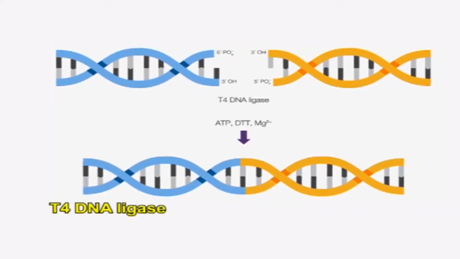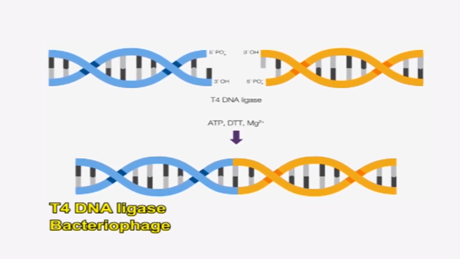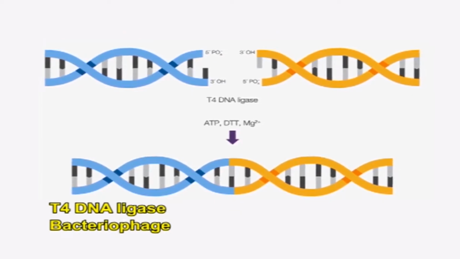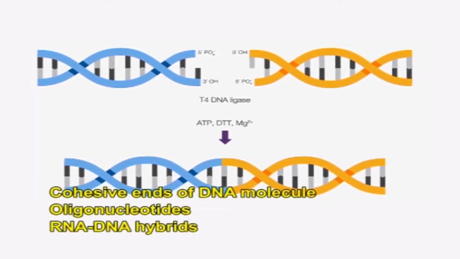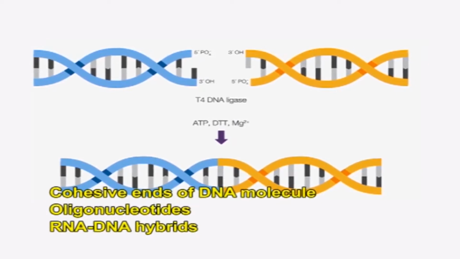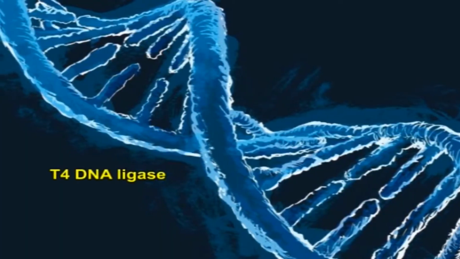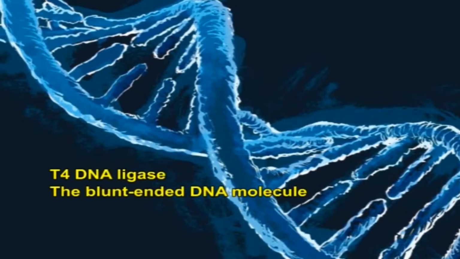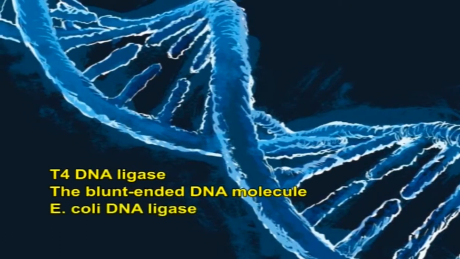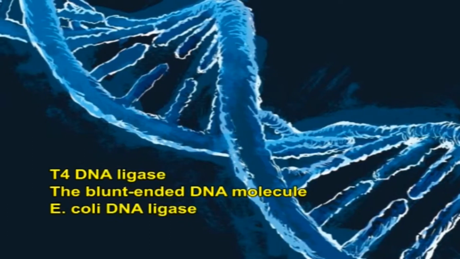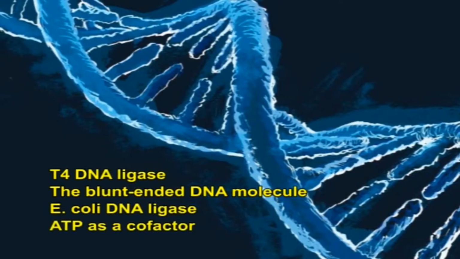The T4 DNA ligase obtained from the bacteriophage T4 is the most commonly used ligase in the laboratory. This ligase can ligate the cohesive ends of DNA molecules, oligonucleotides, and also RNA-DNA hybrids and RNA molecules, but not single stranded nucleic acids. The T4 DNA ligase can also ligate blunt ended DNA molecules with much greater efficiency than the Escherichia coli DNA ligase. T4 DNA ligase cannot use NAD and it has an absolute need for ATP as a cofactor.